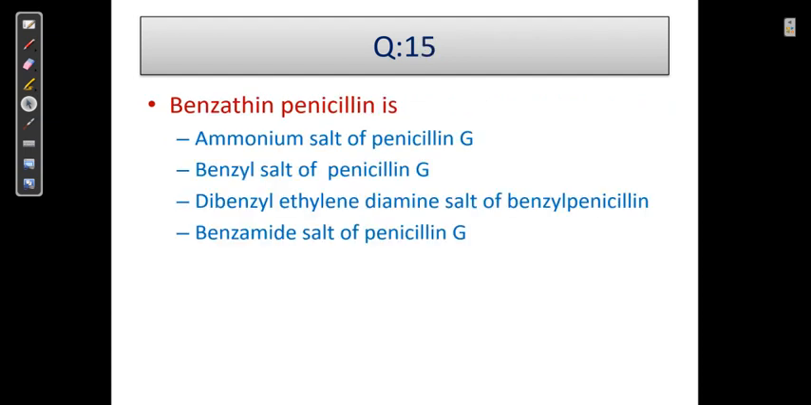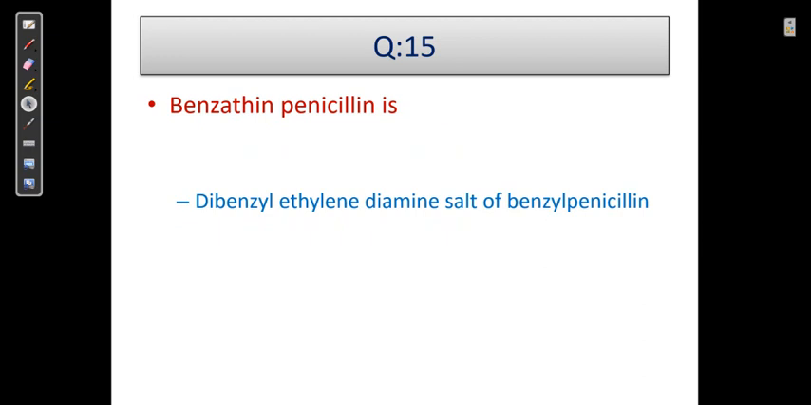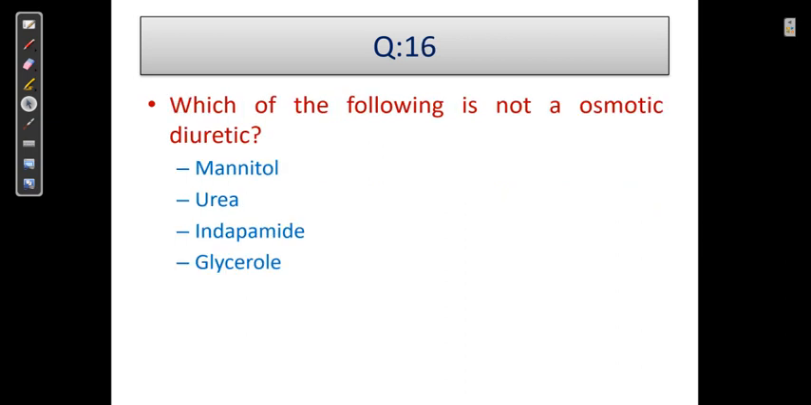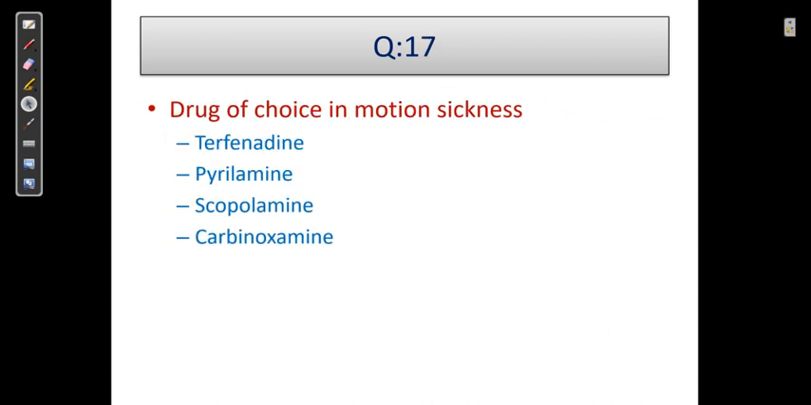Benzathine penicillin is ammonium salt of penicillin G, benzyl salt of penicillin G, dibenzyl ethylene diamine salt of benzyl penicillin, benzamide salt of penicillin. Correct one is dibenzyl ethylene diamine salt of benzyl penicillin. Which of the following is not an osmotic diuretic? Mannitol, urea, indapamide, glycerol. The correct one is indapamide. Drug of choice in motion sickness: terfenadine, pyrilamine, scopolamine, carbinoxamine. The correct one is scopolamine.